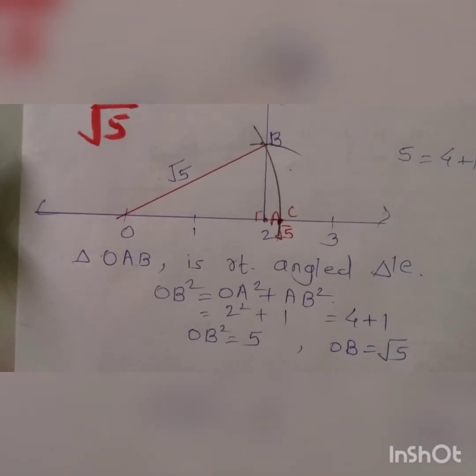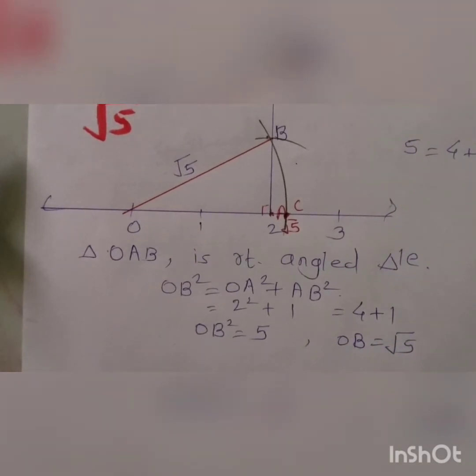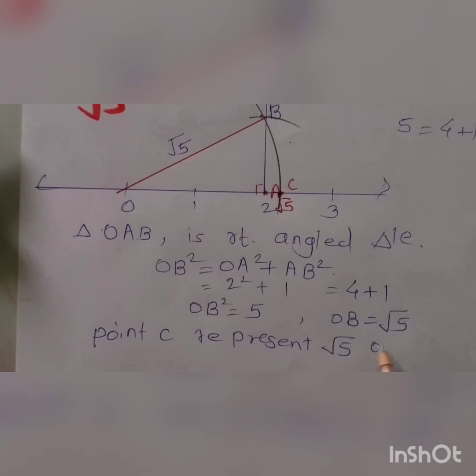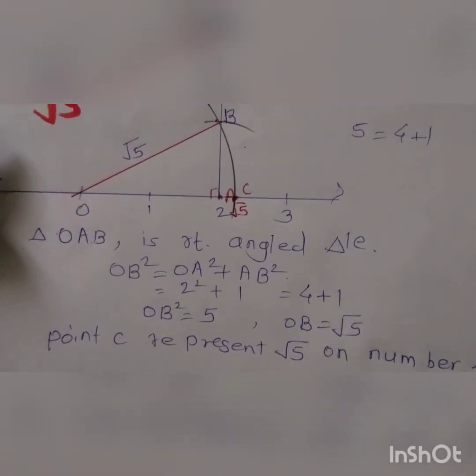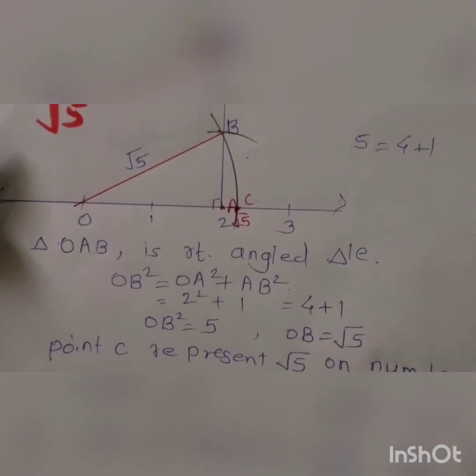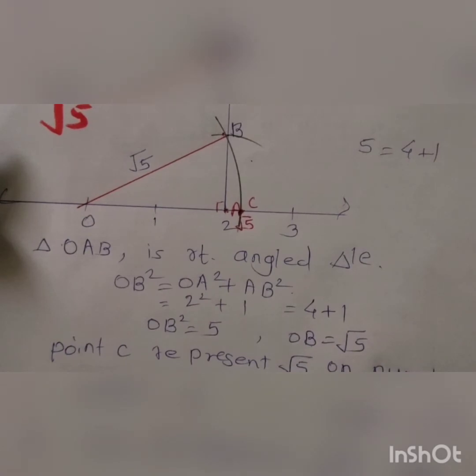Here we can say that point C represents root 5 on number line. We have to write here: point C represents root 5 on number line. In this way we learn how to represent root 5 on number line.